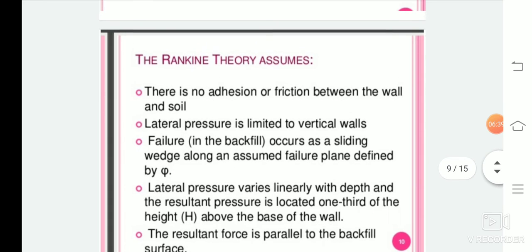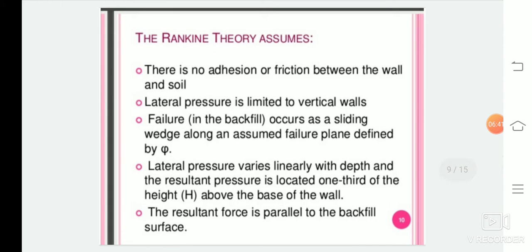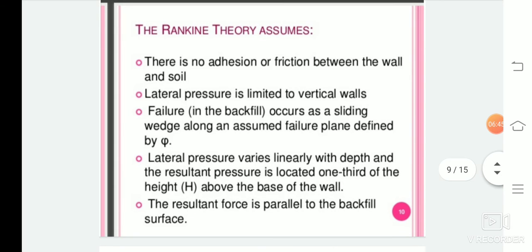So what assumptions does Rankine make for finding the earth pressure? Rankine's assumptions are: there is no adhesion or friction between the wall and the soil. The lateral pressure is limited to vertical walls. Failure occurs as a sliding wedge along an assumed failure plane defined by phi.